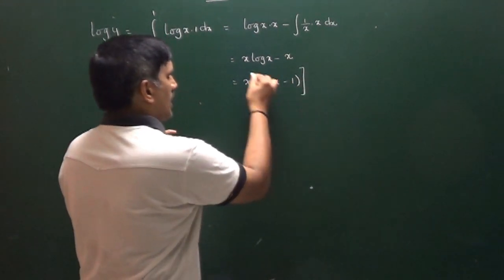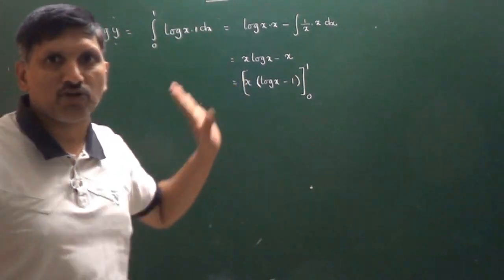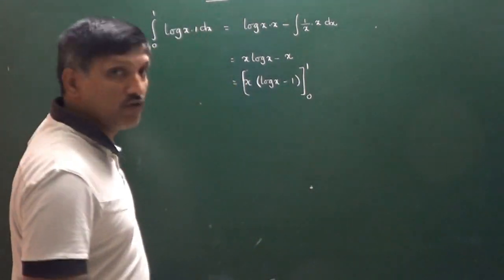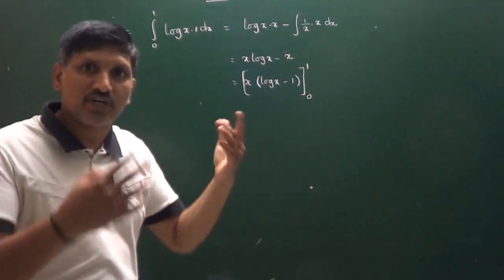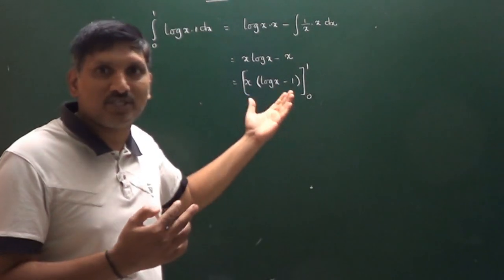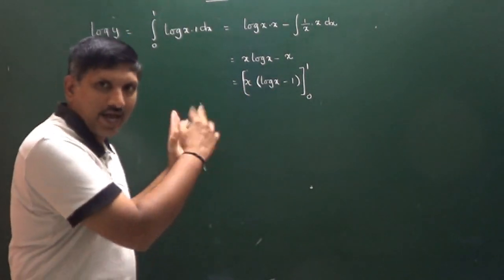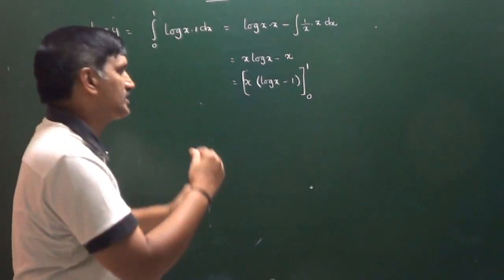There I left it, and told you that you can do further simplification here to get the value of log y, and from that log y we can find the y value. But some students expressed doubt: Sir, log 0 is not defined, so how to proceed? That's why I am trying to complete the simplification.